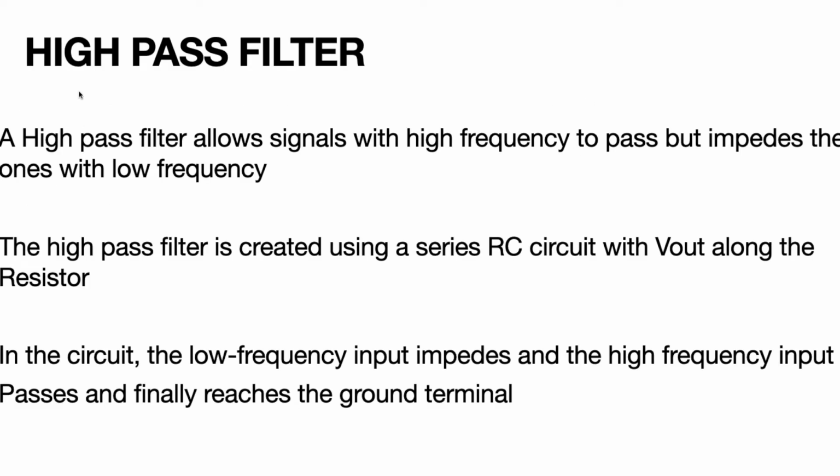So now we talk about a high pass filter. A high pass filter allows signals with high frequency to pass but impedes the ones with low frequency. The high pass filter is created using a series RC circuit with Vout along the resistor. In the circuit, the low frequency input impedes and the high frequency input passes and finally reaches the ground terminal.